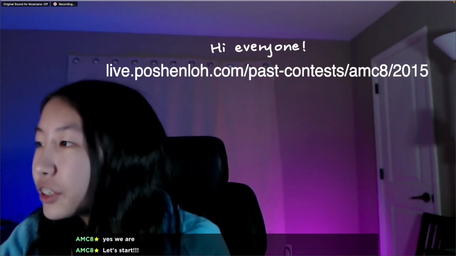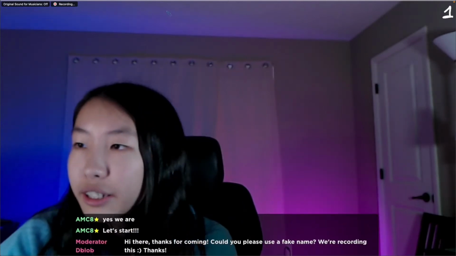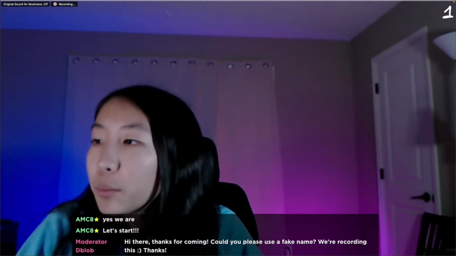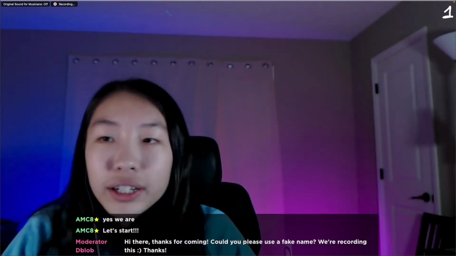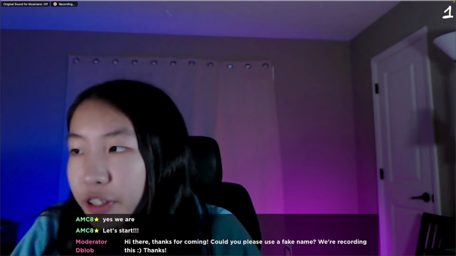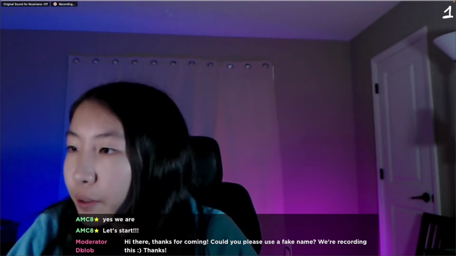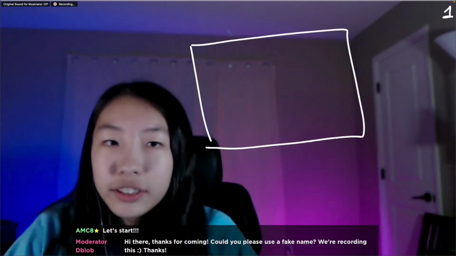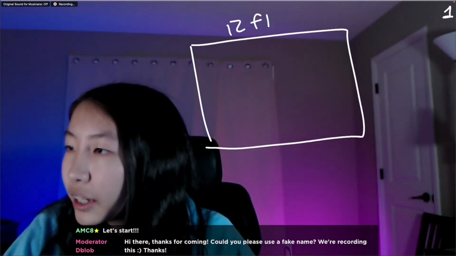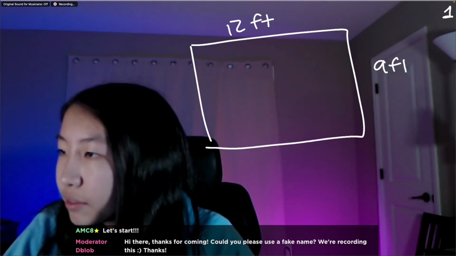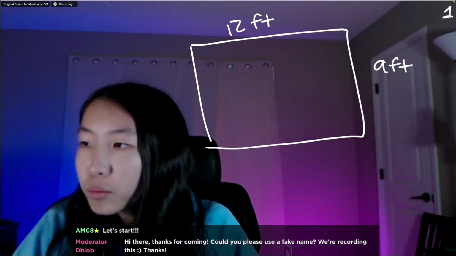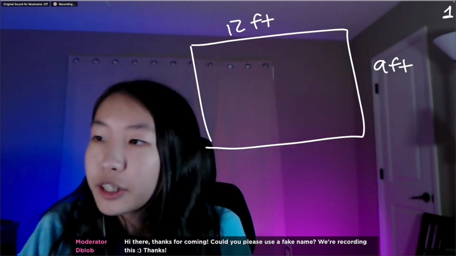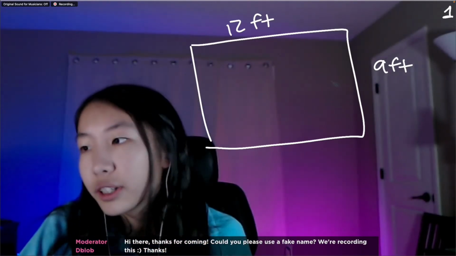All right, question number 1. It reads, how many square yards of red carpet are required to cover a rectangular floor that is 12 feet long and 9 feet wide? So we have this rectangular carpet, which is 12 feet by 9 feet. And our problem is asking us, we want the number of square yards of red carpet on this rectangular floor.